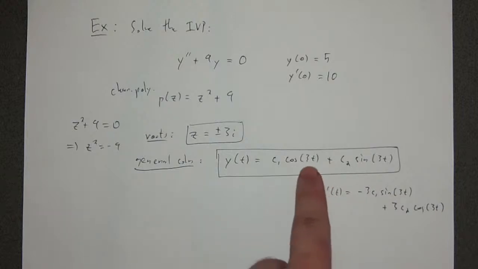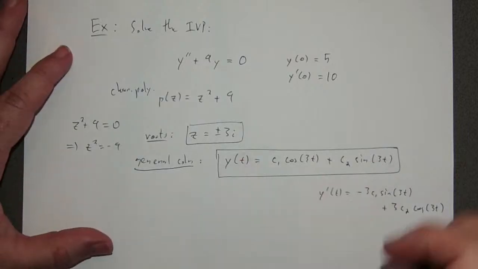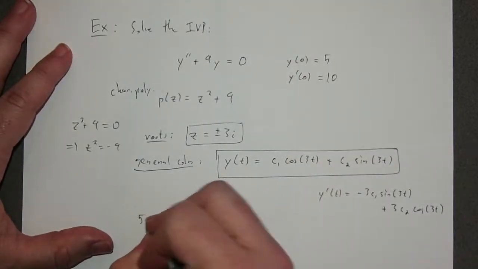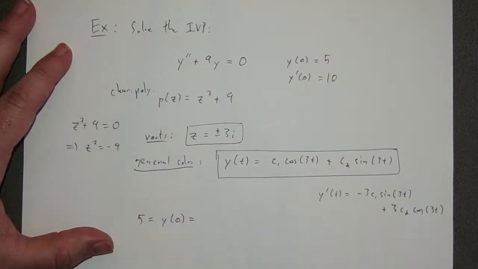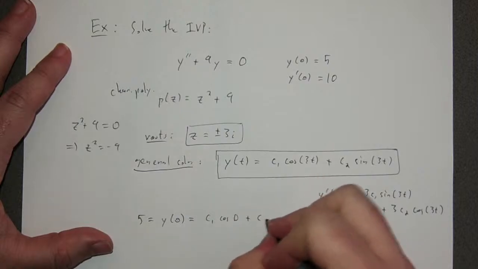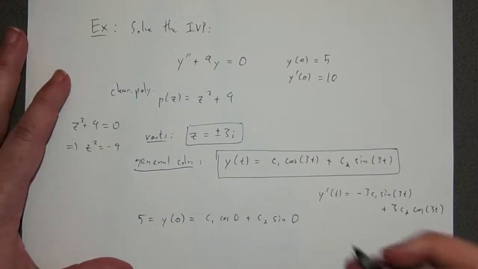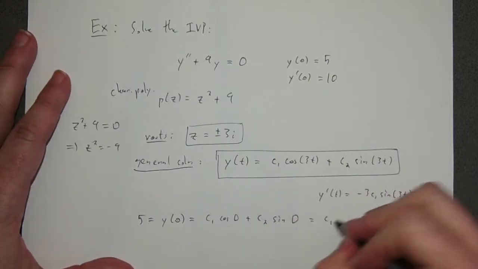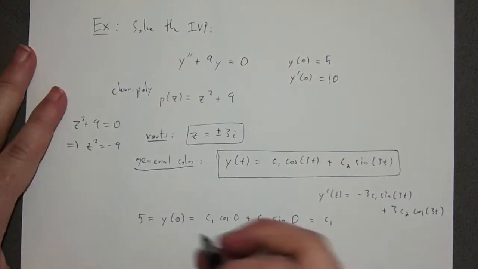So did we do that right? 3 times minus sine 3t, yep. Here, 3 times cosine 3t, yes. All right. So then, let's impose these initial conditions. 5 is equal to y of 0. y of 0 here is c1 times cosine 0 plus c2 times sine 0. Of course, sine 0 is 0. Cosine 0 is 1. So this is just equal to c1. So c1 is 5 right off the bat.